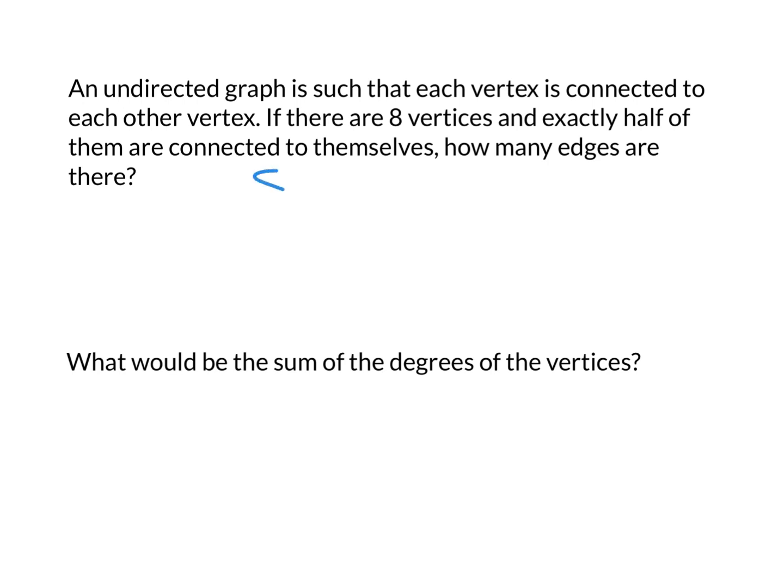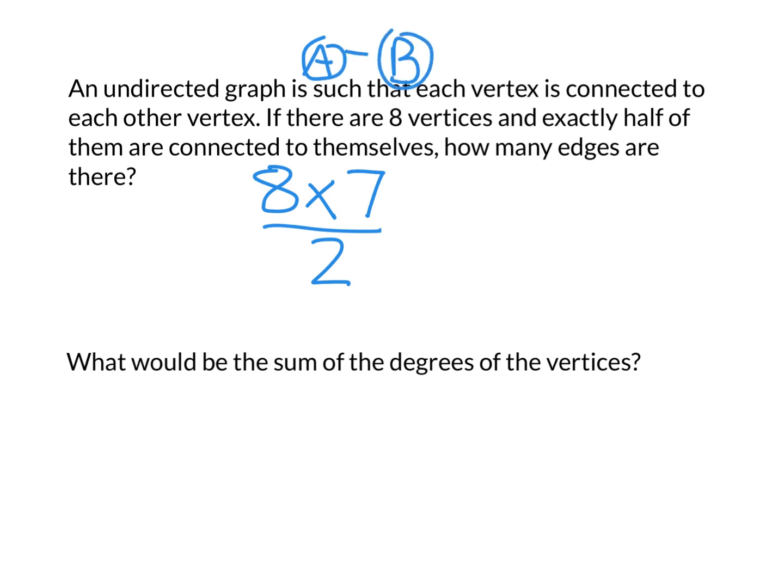So for each of the 8 vertices, there would be 7 edges, 1 to each of the other 7 vertices. So we've got 8 times 7, or 56 edges. But in an undirected graph, we need to divide by 2, otherwise we're double counting edges. So for example, if I have a network like this, A and B, and there's an edge between them, I can't count this edge when I'm looking at the edges from A, and then count it again when I'm looking at the edges from B. That doesn't make any sense. So that's why we need to divide by 2.